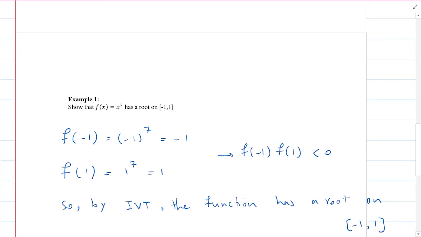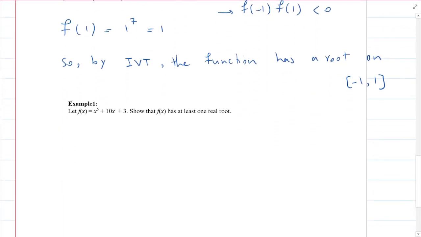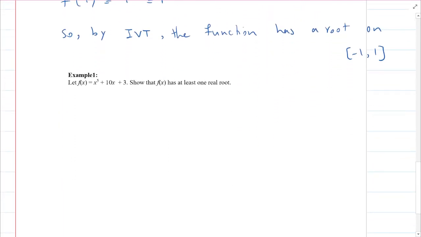Now, let's do a question that is a bit more complicated than this. So I have to show that this function has at least one root. Well, sometimes the interval is not given to you, so you have to come up with your own interval. And this sometimes requires a bit of trial and error. So what I want to do is to find two numbers that when I substitute in f, I will get opposite signs. So f of x is equal to x to the 5 plus 10x plus 3.